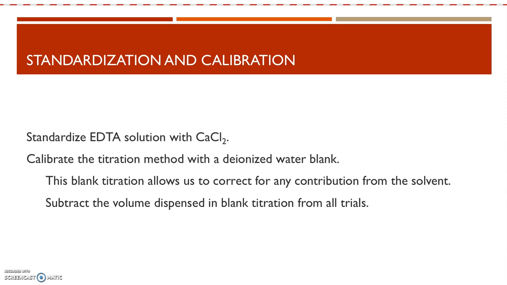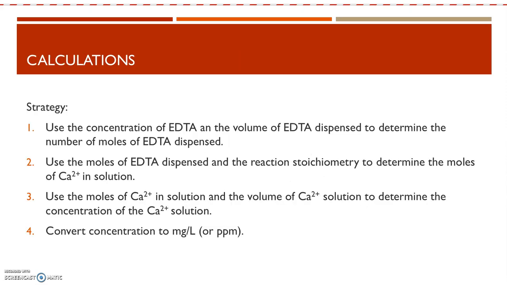The calculations for this titration are exactly the same as the calculations that you did for the acid-base titration. We use the concentration of EDTA and the volume of EDTA dispensed to determine the number of moles of EDTA dispensed. Then you use the moles of EDTA and the reaction stoichiometry, which is 1-to-1 in any EDTA titration, to determine the moles of calcium in solution. We then use the moles of calcium in solution and the volume of that water sample to determine the concentration of calcium in solution.